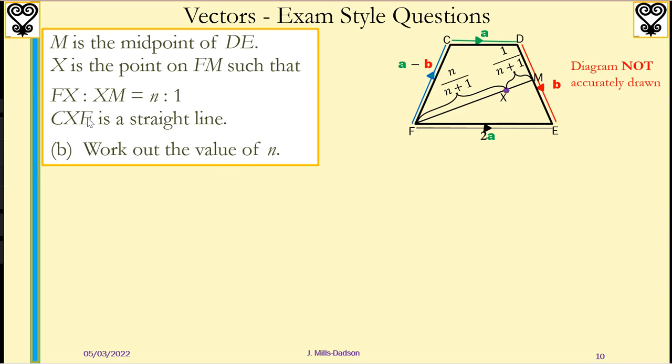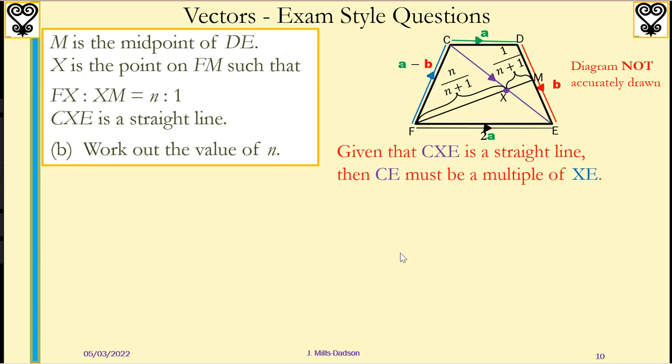Right. CXE is a straight line. If that is so, then it means that CE must be a multiple of XE, or CE must be a multiple of CX. So whichever combination you use, they all work out. So I'm going to use CE and XE. And at the end, I will equate the coefficients of CE and XE, the ratio coefficients of the components, form equation, and solve for n.